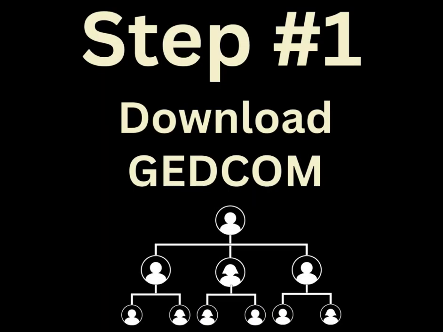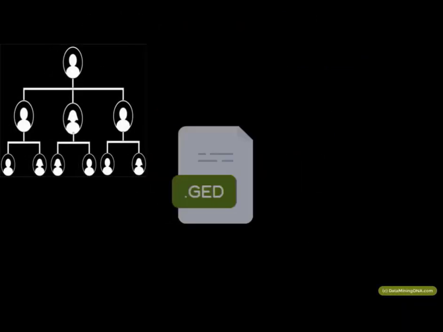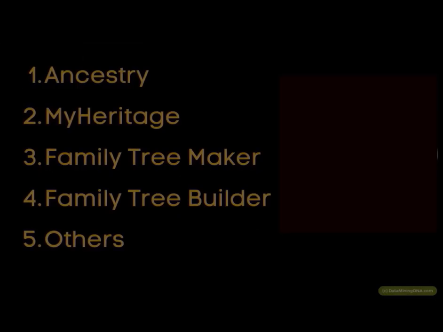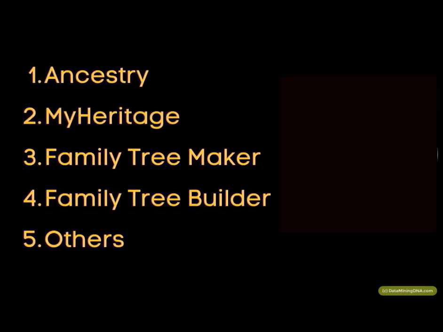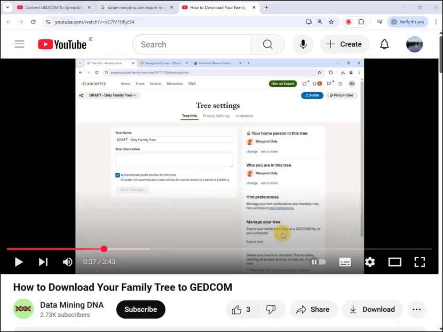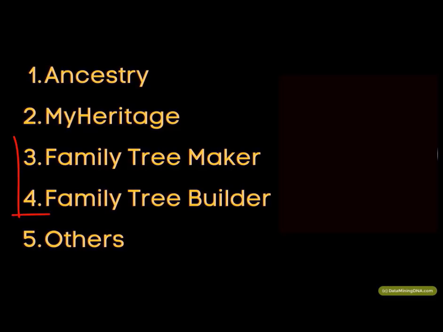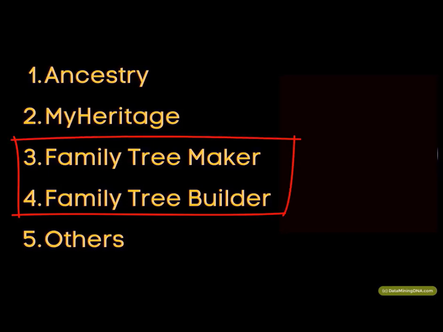First step is to export your family tree into a file stored on your local computer. This file is known as a GEDCOM file. All the major online family tree websites have an option to export to GEDCOM. The exception is Family Search. If you need instructions on how to do it, I'll put a link in the description to a video on my channel that walks you through it. All the desktop software applications that manage family trees have an option to export to GEDCOM.